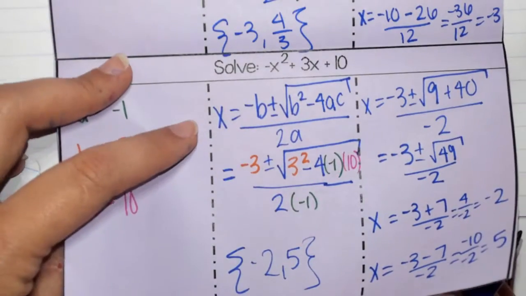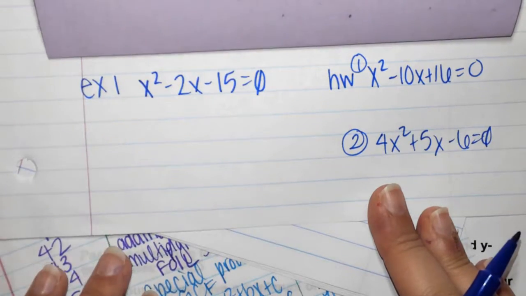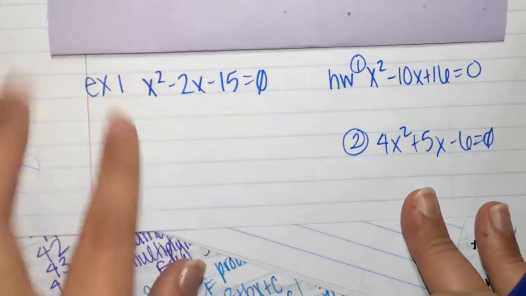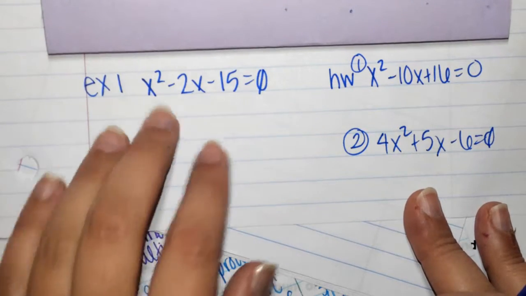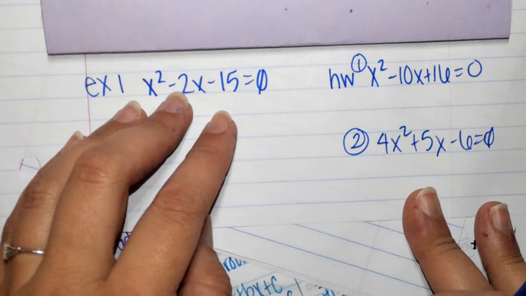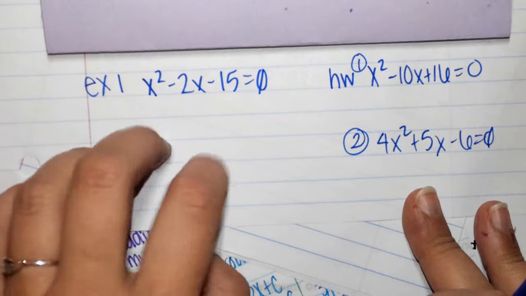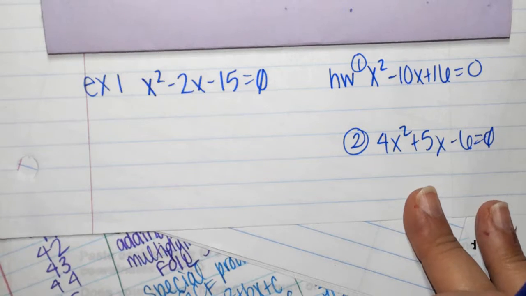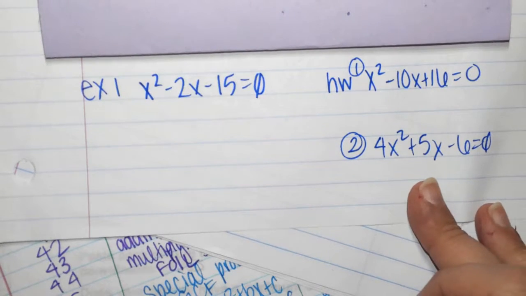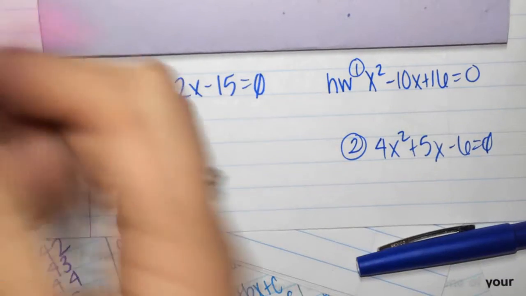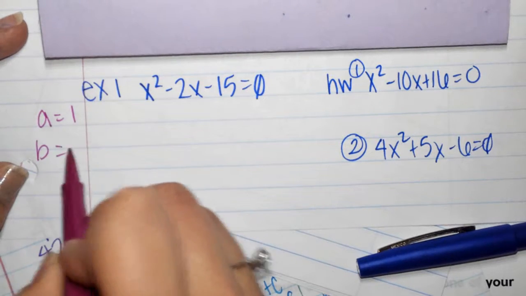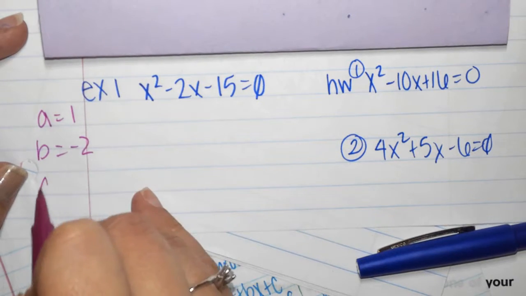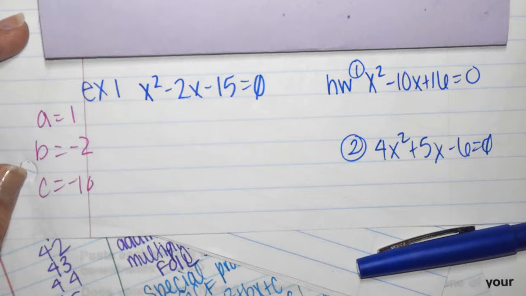It's the same thing. What about the square root? Honey, we start with this, and then we plug it into the square root. This is the problem, and it says use the quadratic formula to solve. So now we're going to put it in the square root. So we start by listing our A, B, and C. Okay? So A is 1, B is negative 2, and C is negative 15.